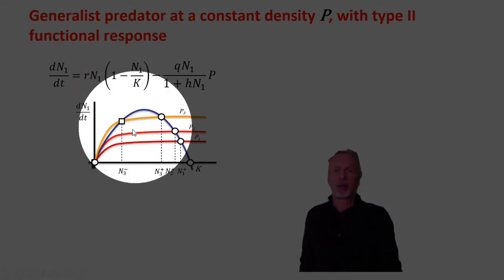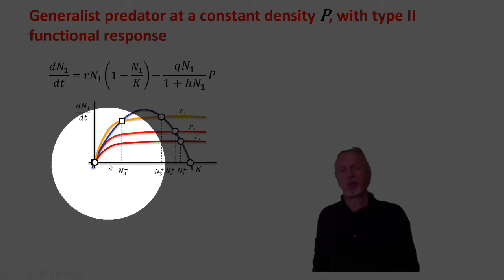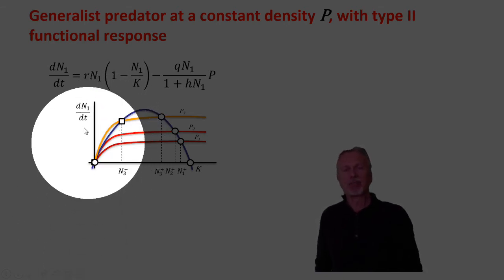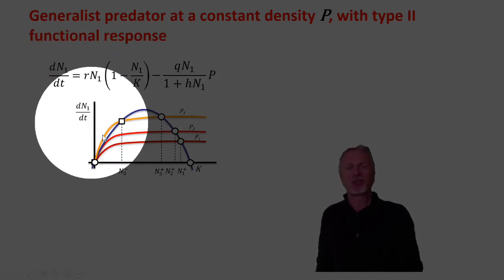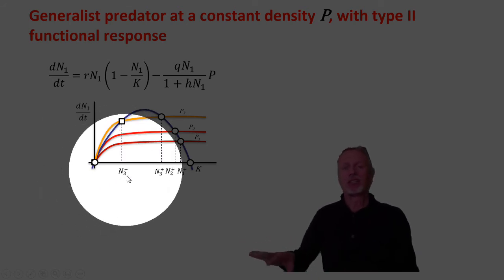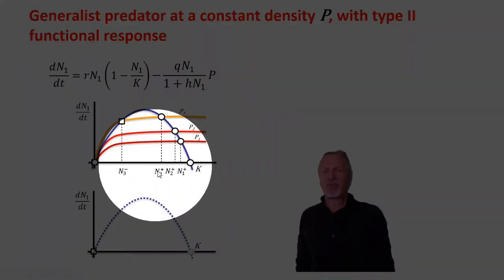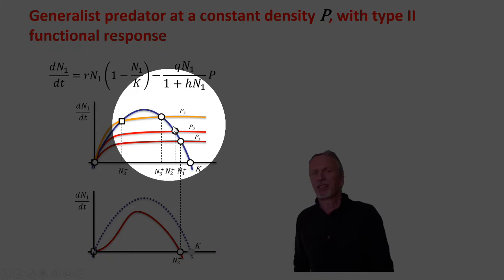And this is relevant because if for any reason the population density drops below N3-, then the predation rate is going to be larger than the recruitment rate. That means that this difference here is going to be negative, and the rate of change of the population is going to be negative. That means the population will tend to decrease even further.